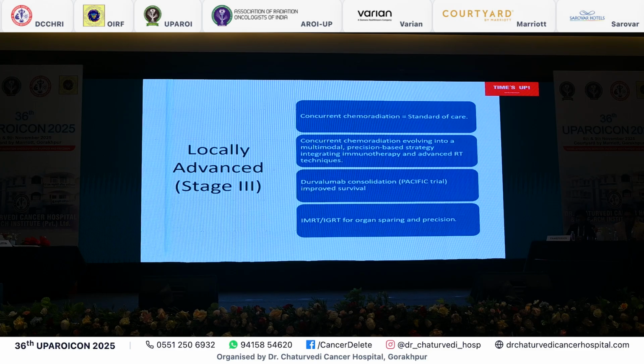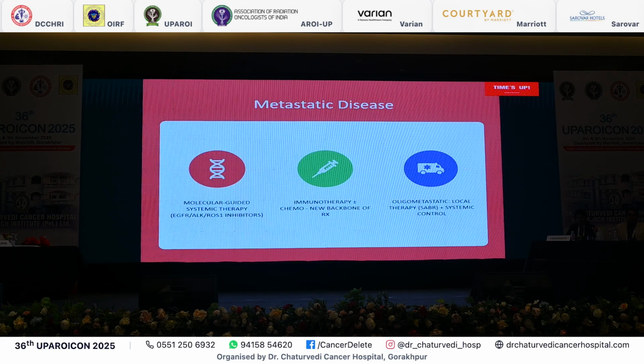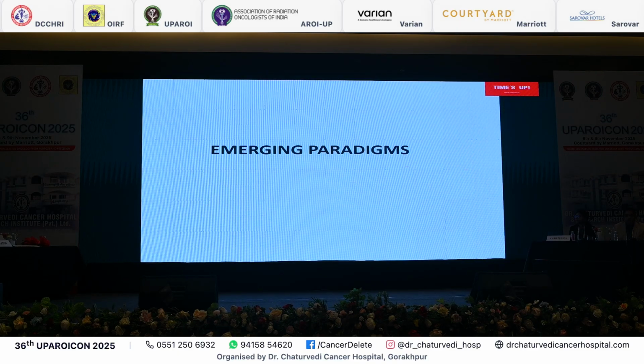We can use IMRT, we can use IGRT for organ sparing and precision. Concurrent chemoradiation is not limited now to what we were treating long back. So now we are integrating immunotherapy: we are trying neoadjuvant immunotherapy, concurrent immunotherapy and adjuvant immunotherapy. So we are continuously evolving as a human approach. Stage 4, we can use molecular guided systemic therapy like EGFR, ALK, ROS1, or we can use a combination of immunotherapy and chemotherapy, or in case of oligometastatic lung cancer, we can use local SBRT, and then we can use systemic therapy.